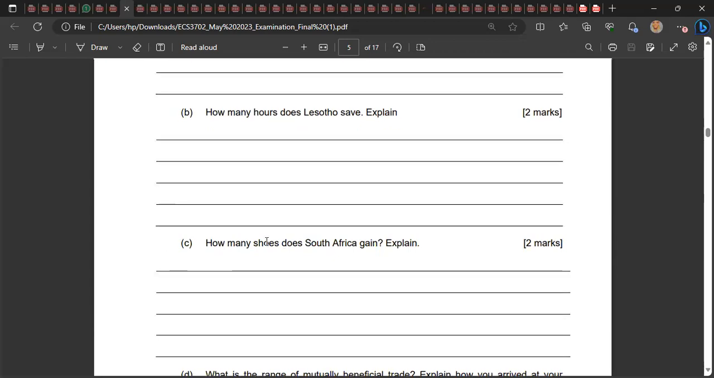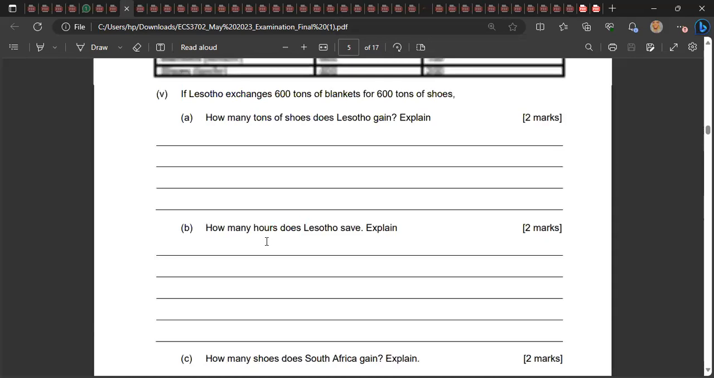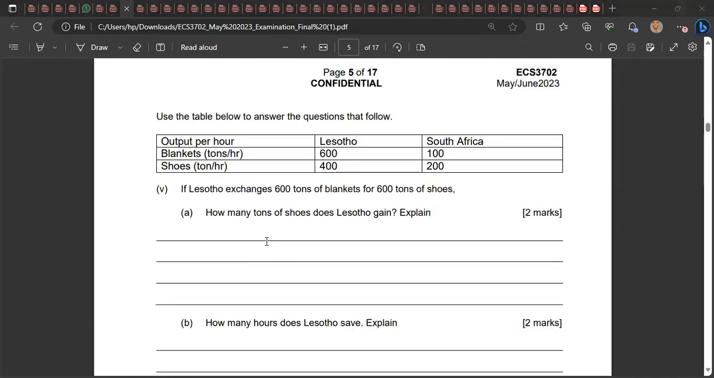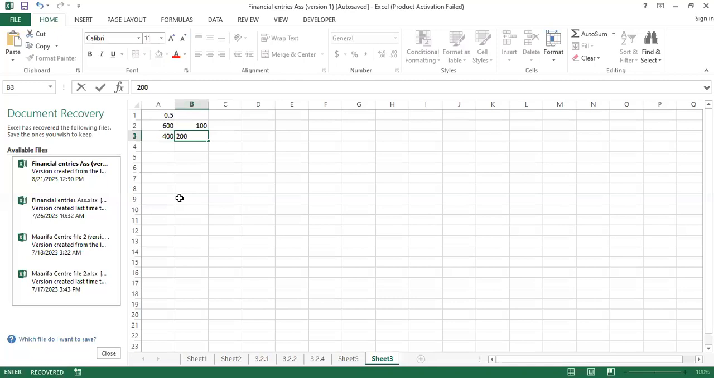And then how many shoes does South Africa gain, right? So let me just put that here on the side. I'm just going to write those amounts. We have 600 and then 400, and then we have 100, and then we have 200. Let me share it on that side. So this is just the information that we have there without this minus 0.5. So this is the country that we're dealing with here, South Africa.